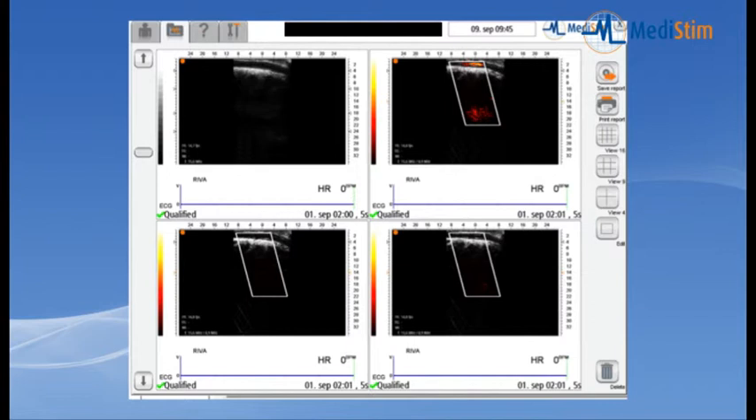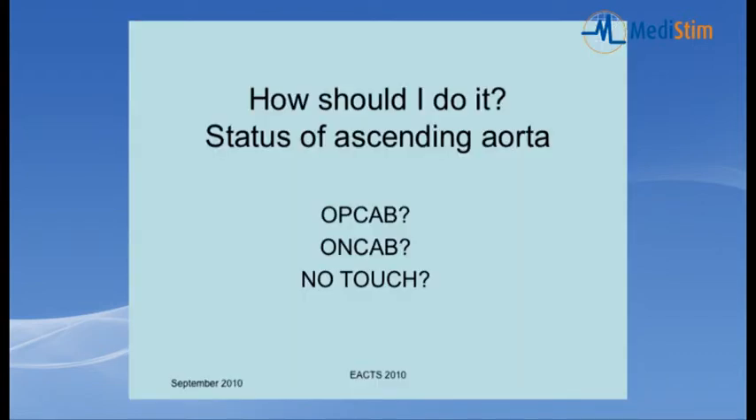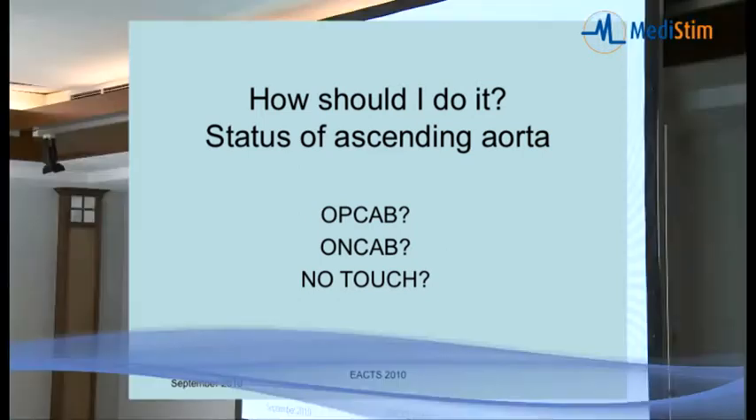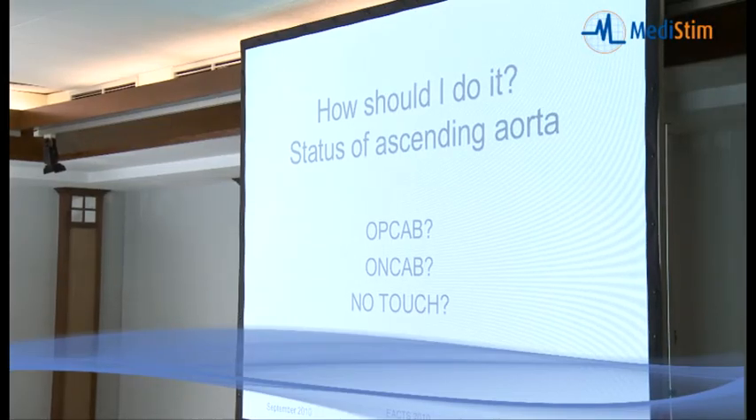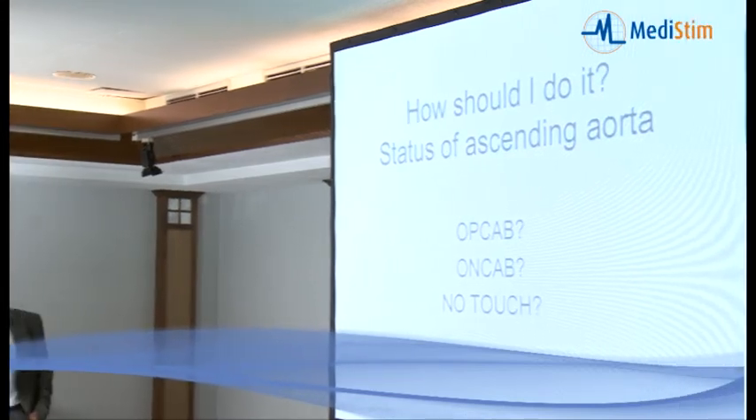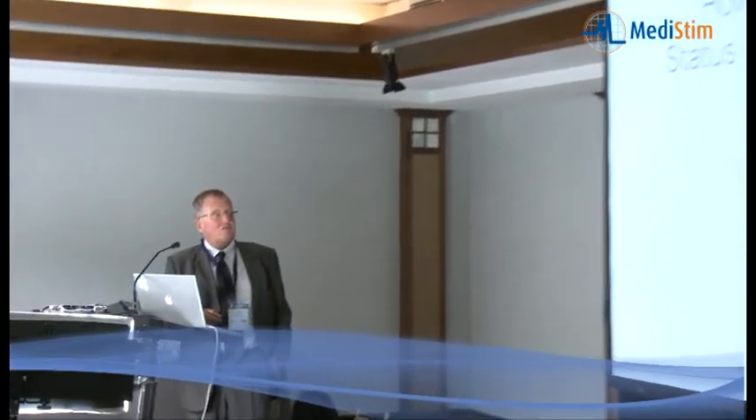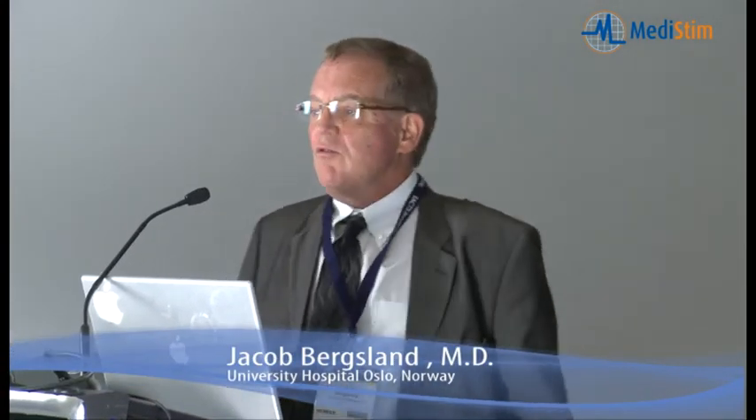So then the question is, when you are at that stage, just when you open the chest, of course, how should I do this operation? And then we come to the status of the ascending aorta, and I think the previous presentations showed clearly the value that this can have. And then you say, well, maybe I should do off-pump CABG with this, or should I do on-pump CABG? Or maybe I should even use a no-touch technique and use only arterial grafts, not to touch the aorta at all if you have an old patient with an aorta like Dr. Kemmler just showed.